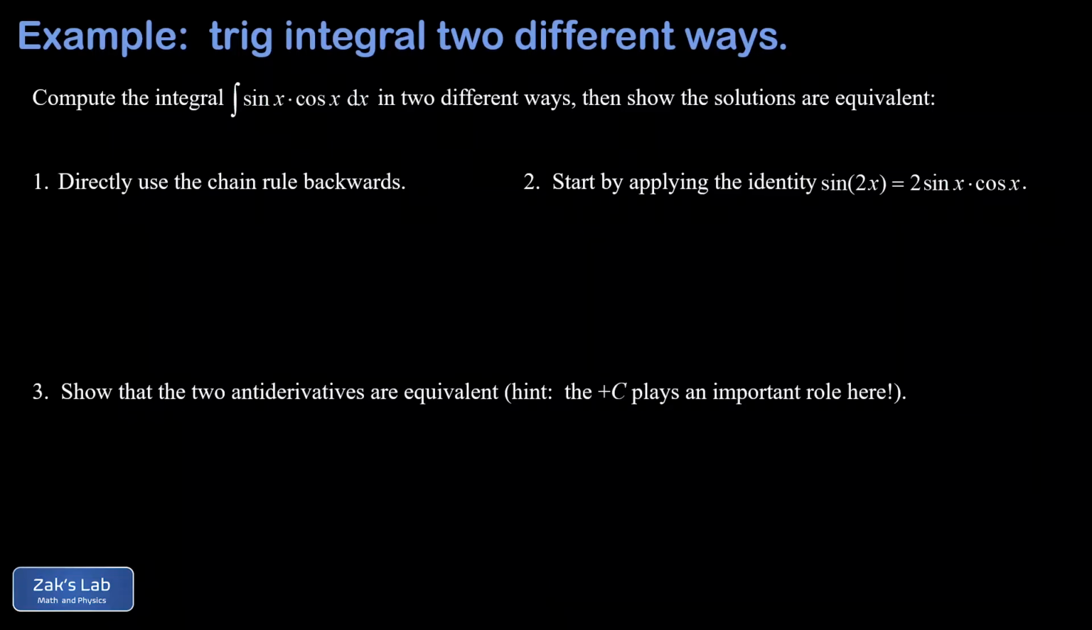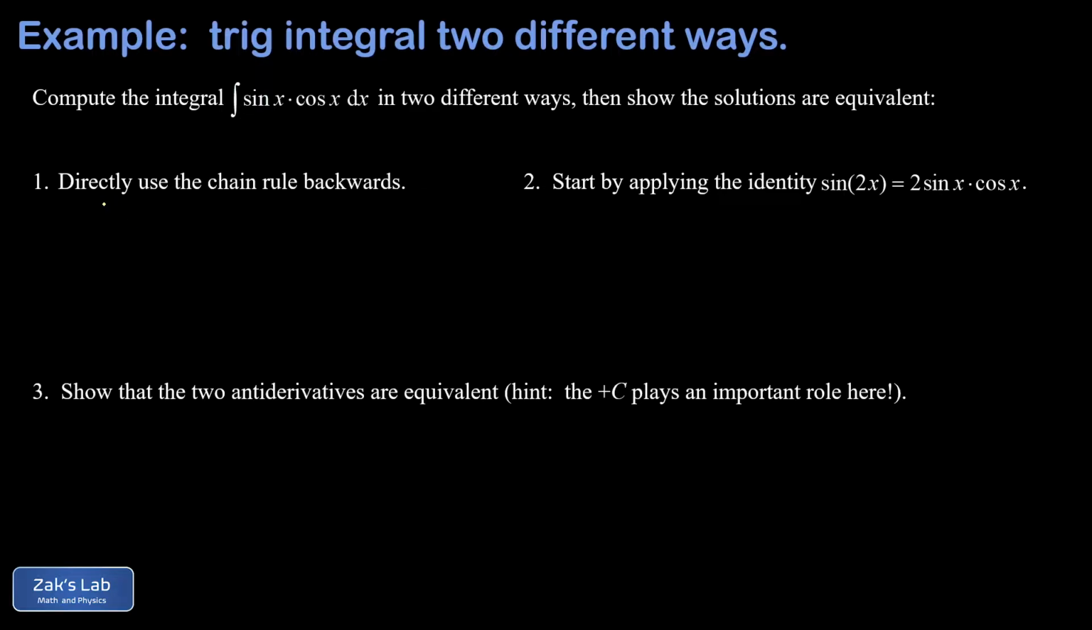In this video, we're computing the integral of sin x times cosine x in two different ways. Those two different solution methods lead to two solutions that look totally different from each other. And we're going to finish by showing those two solutions are actually equivalent. So the first way we're going to do this is by directly using the chain rule backwards.